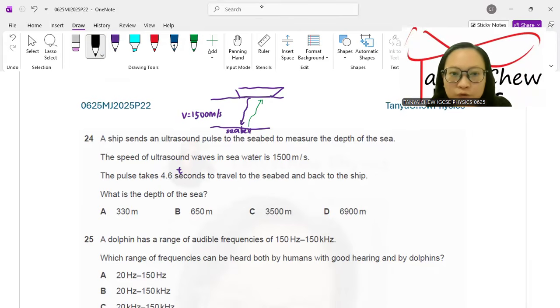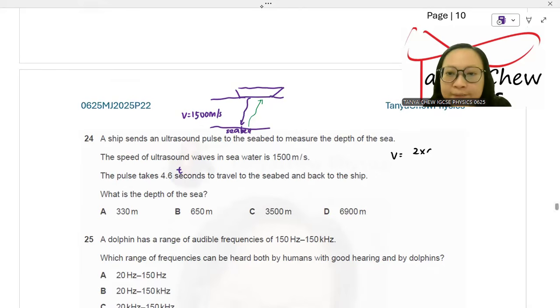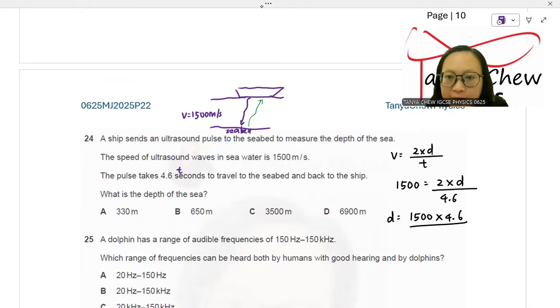So that is why if you want to calculate the depth of the sea, v is equal to 2 times the distance over time. Because the ultrasound pulse has to travel 2 times the distance, travel down to the seabed and then reflect up from the seabed to the ship. So speed of the ultrasound 1,500 equals 2 times distance divided by 4.6 seconds. Distance is equal to 1,500 times 4.6 divided by 2. So the answer is 3,500 meter. C is the answer.